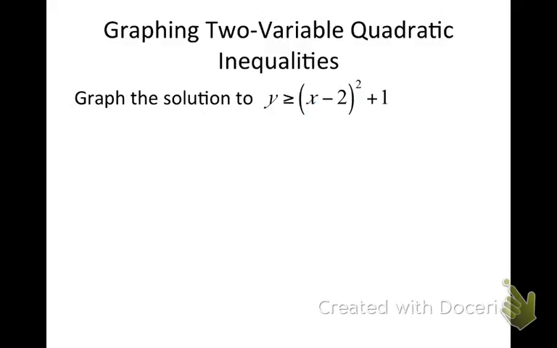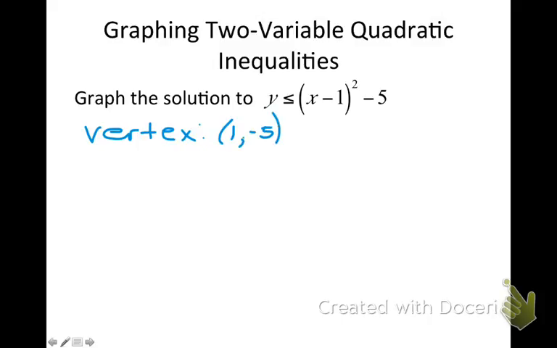All right, last one. Y is less than or equal to x minus 1 squared minus 5. Will it always be in vertex form? They give you one that's not, so then you would just do negative b over 2a. What's my vertex? 1, -5. My axis of symmetry is x equals 1.